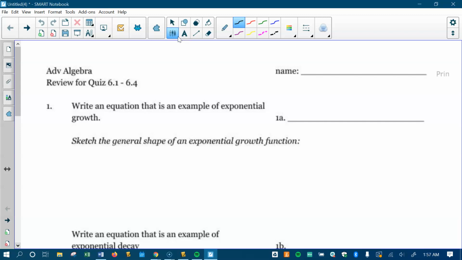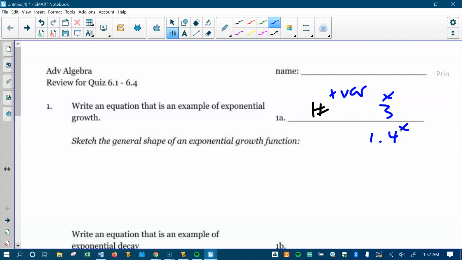Okay, the first question says write an equation that's an example of an exponential growth. An exponential growth is going to be a number to a variable. The variable has to be positive, and the number has to be bigger than 1. So a number to a positive variable would be fine, something like 3 to the x, 1.4 to the x. Any of those would be totally fine.